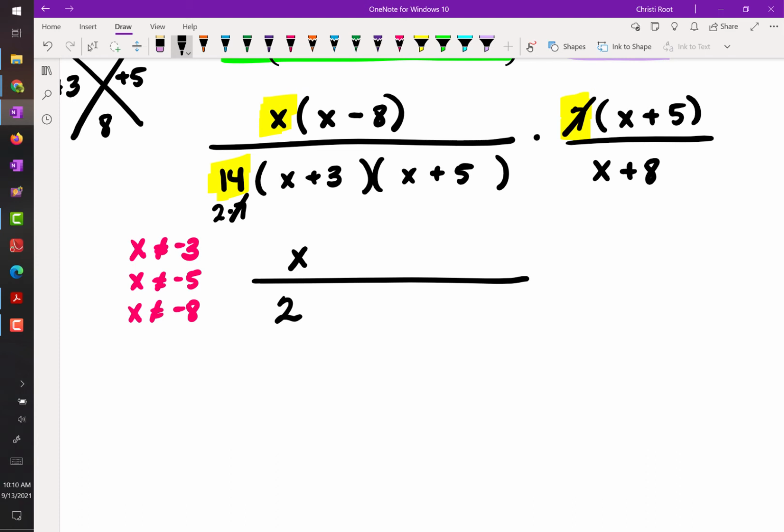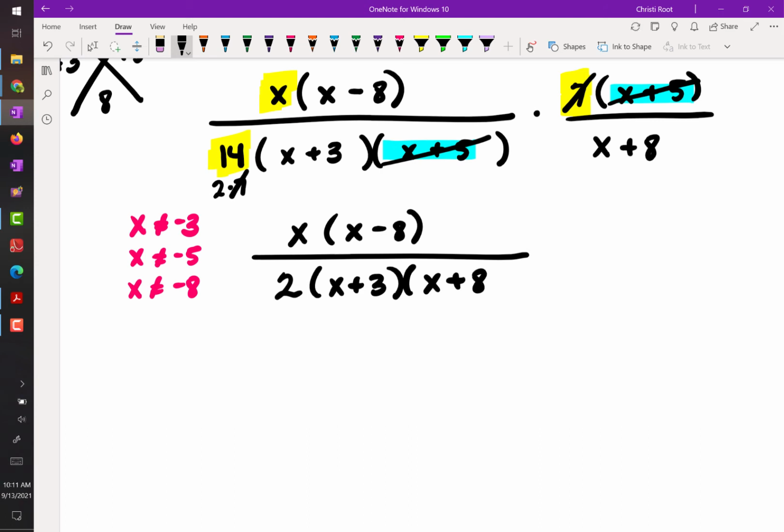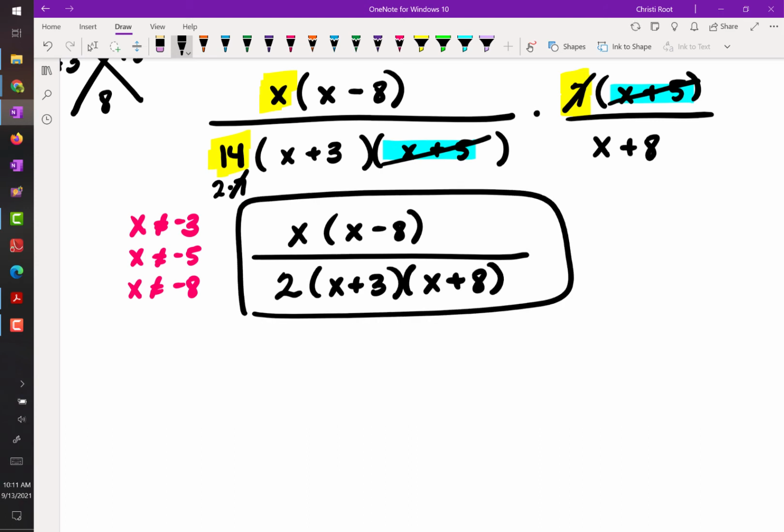What about binomials? Y'all see any binomials that we have in common? What about this x plus 5 and this x plus 5 right here? As long as they are exactly the same, same sign, same everything, they're gone. Now I want to cancel out the x, but I can't because one is subtraction, the other one's addition. So I'm going to just write final answer: x minus 8, and then x plus 3, and then x plus 8. That's it.